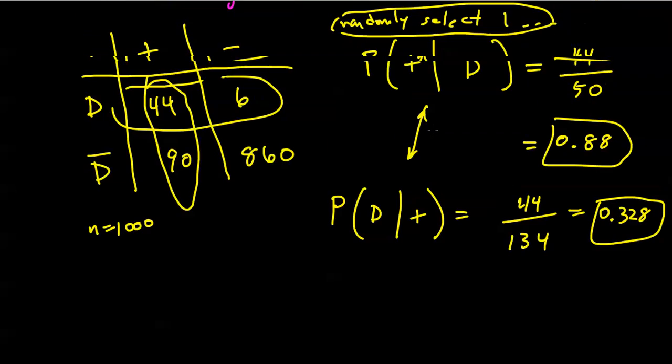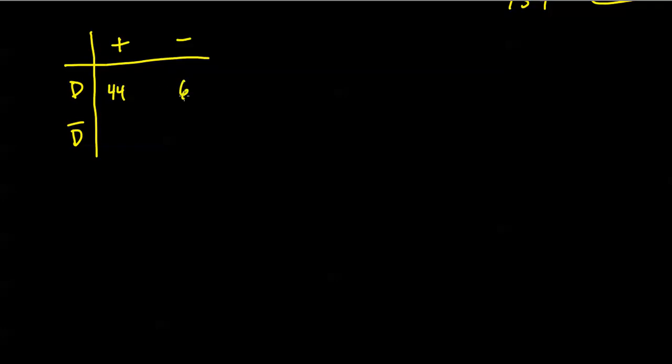Let's try another one here. Again, I want to work with the same table here. Give me a second to erase this. I might as well just rewrite the table. Hang on. We've got drug users, no drug users, positive result, negative result. That's the familiar values given in this study of 1,000 subjects.